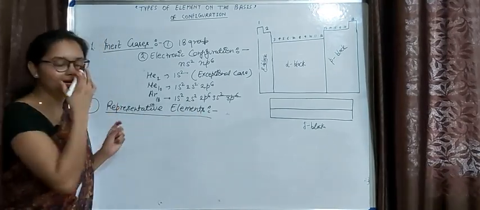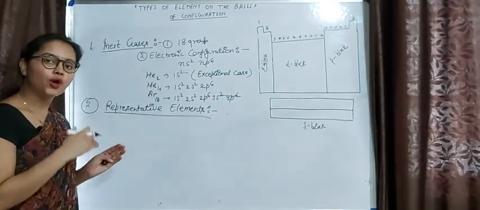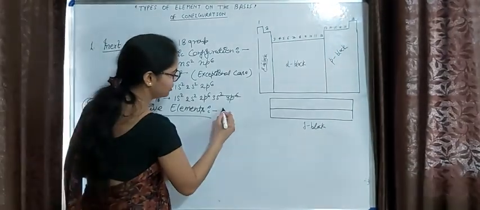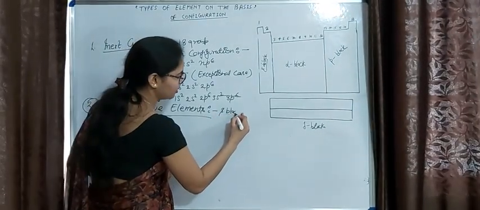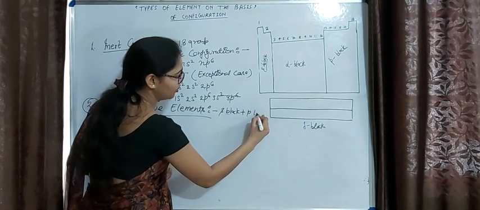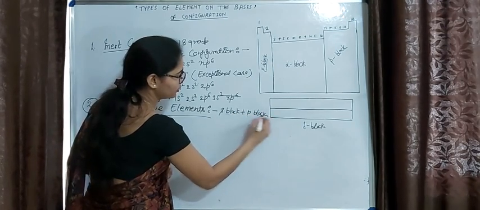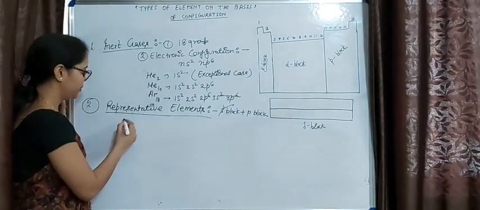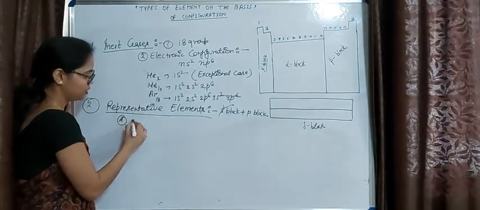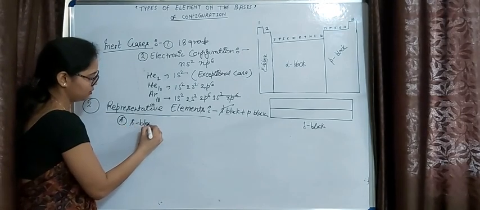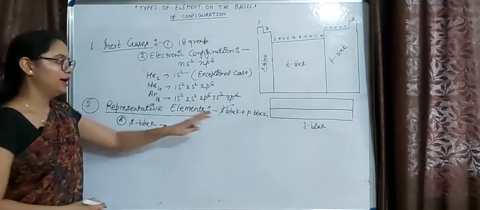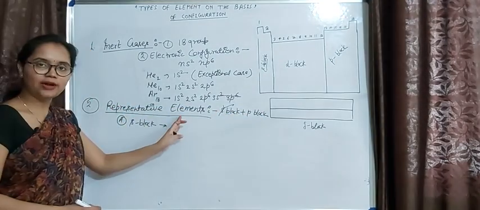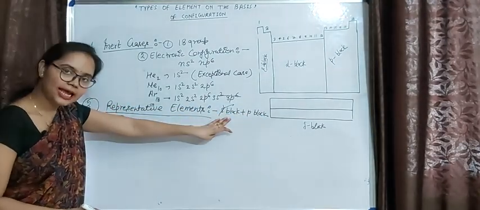So representative elements include all S block elements and all P block elements. S block plus P block. Out of these two we will take this as the first topic. S block and P block elements are collectively known as representative elements, and first we will discuss S block elements.